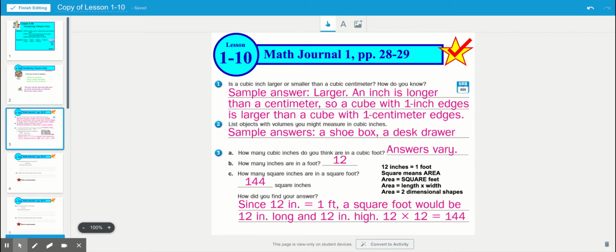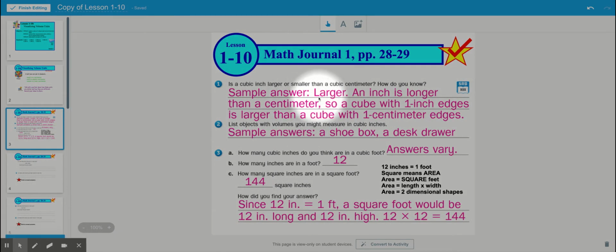On page 28, I'm going to actually talk through 1 through 3 for you. It has 3 questions here, and then number 3 has multiple parts to it. Looking at these first parts, they asked if a cubic inch was larger or smaller than a cubic centimeter, and how do we know? If we take a look at this, we can see that a cubic inch is actually larger because an inch is longer than a centimeter. When you're looking at a ruler, you can actually get out your ruler and see for yourself that an inch is longer. So a cube with 1 inch edges is larger than a cube with 1 centimeter edges.